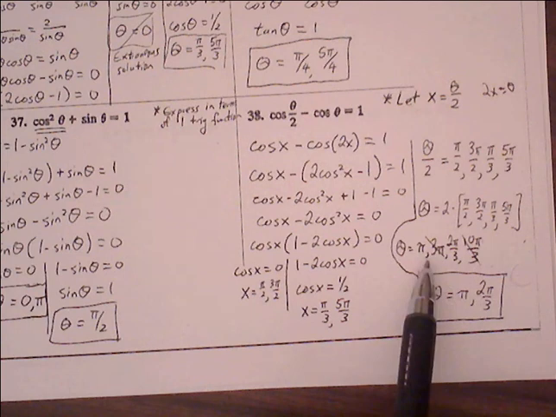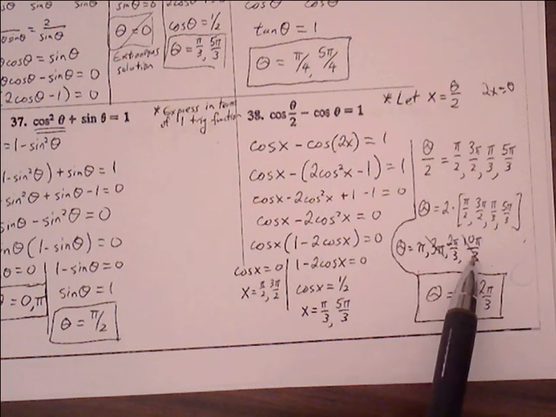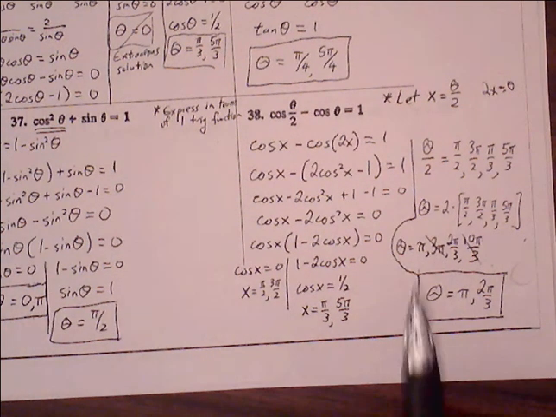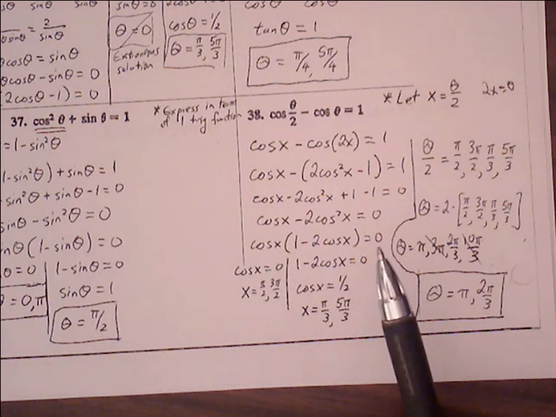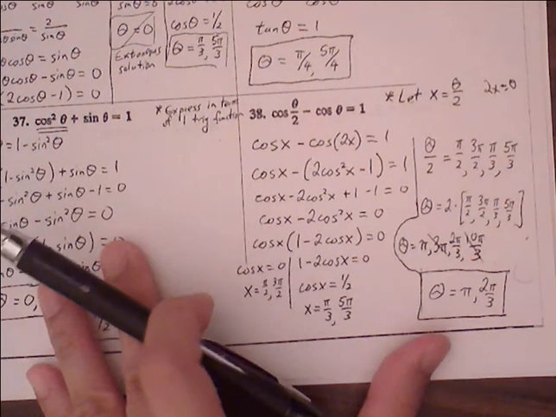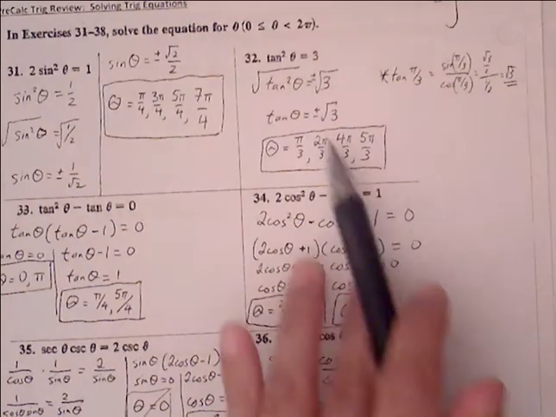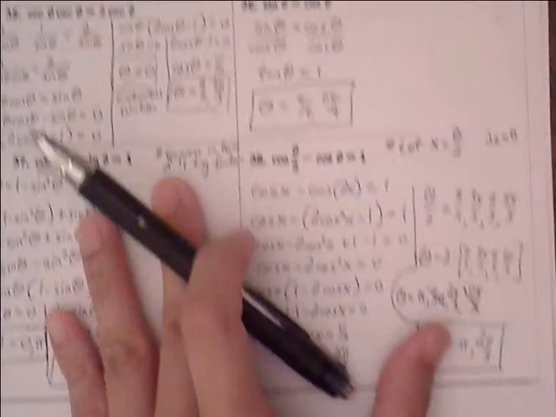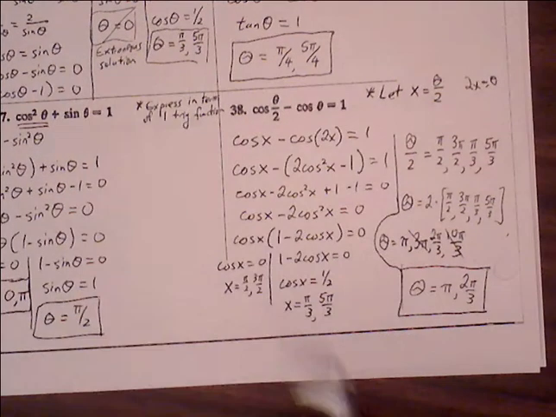However, we only want to keep the theta measures that are in our domain, and 3 pi and 10 pi over 3 are outside of our domain between 0 and 2 pi. So the only solutions that we're going to get are pi and 2 pi over 3.